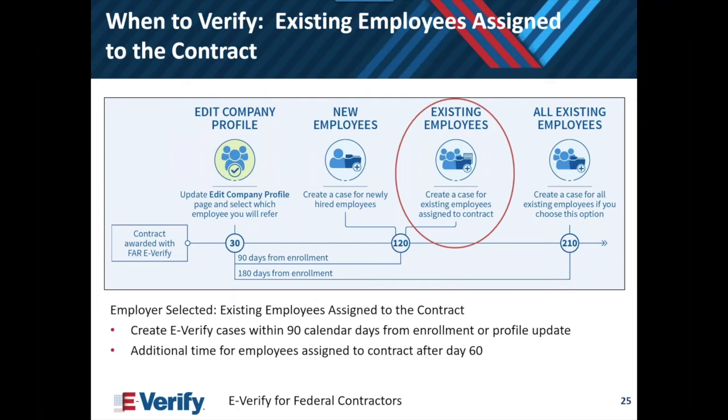Additionally, with these, if you are assigning an existing employee to a federal contract anytime after day 60 of this initial 90 calendar day period, you've got an additional 30 days from that assignment date to get that person run in E-Verify. So I know that can be a little confusing, but we just want to make sure that you've got plenty of time to get everyone run through E-Verify. So for instance, maybe you add someone or assign someone to that contract on day 89 of your 90 calendar day window. We're giving you an additional 30 days from that assignment date. That way you've got plenty of time to get their case run within the E-Verify system.